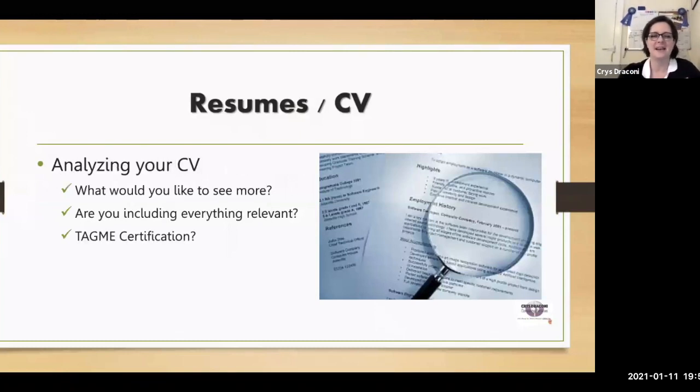So analyze your CV, ask what you'd like to see more of. Are you including everything relevant? Are you applying for TagMe certification? What are their requirements?